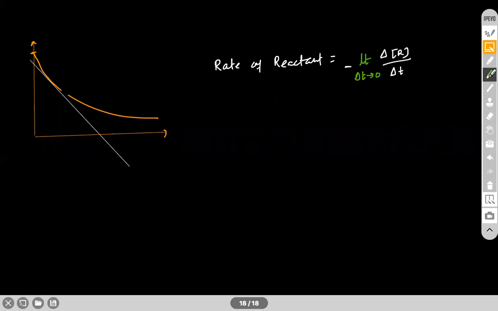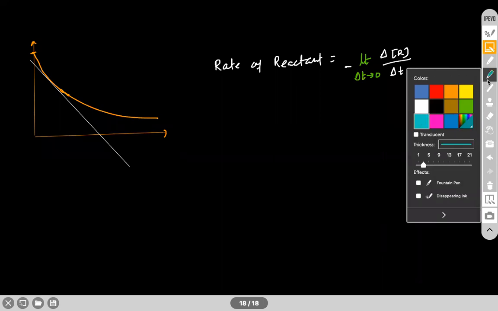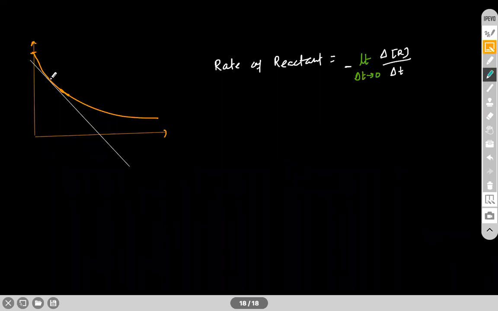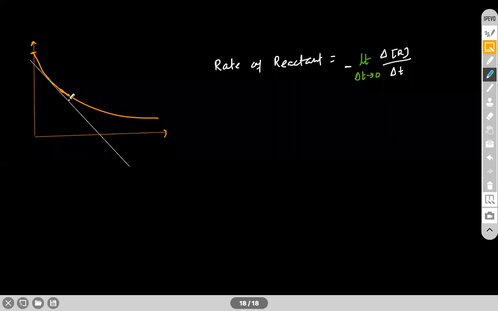This point I'm removing. Okay, suppose the graph is like this. And suppose I'm considering this point here. These two points I'm considering where the line has been joined. Okay. So now when you join this line, then this thing becomes what?